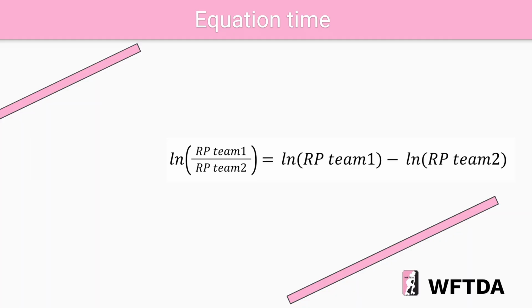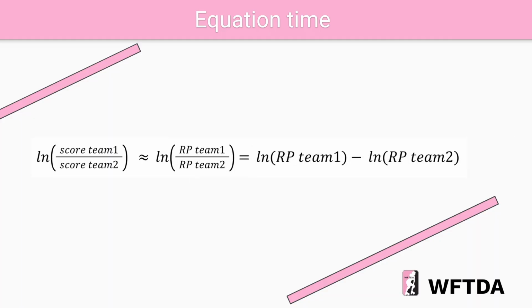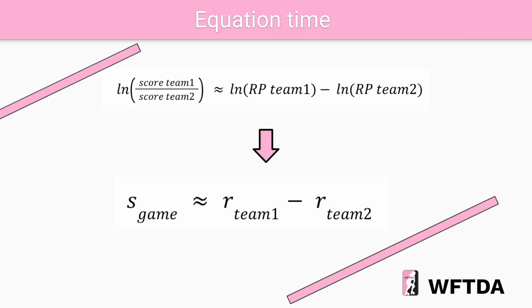And one really cool thing about logs is that if you have a log of a ratio, it is the same thing as the difference between the log of the top and the log of the bottom terms. So the log of the ranking points ratio between two teams is the log of the first team's ranking points minus the log of the second team's ranking points. So we could say the log of the score ratio is equalish to the log of the first team's ranking points minus the log of the second team's ranking points. We can remove that one division and just keep the subtraction in there to make things easier.